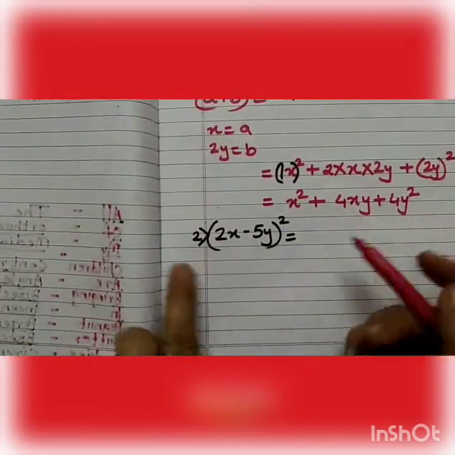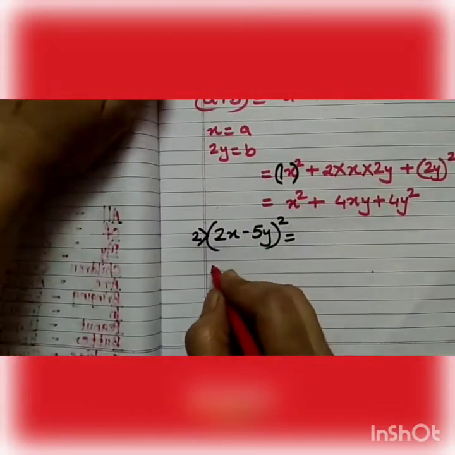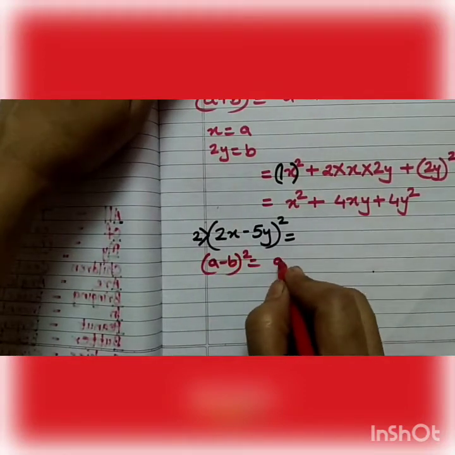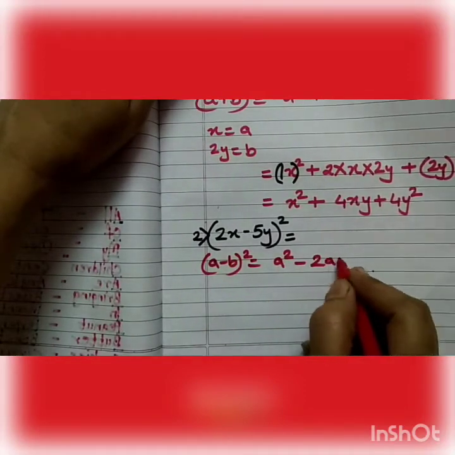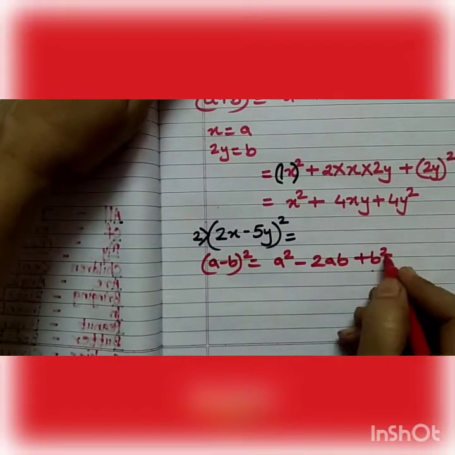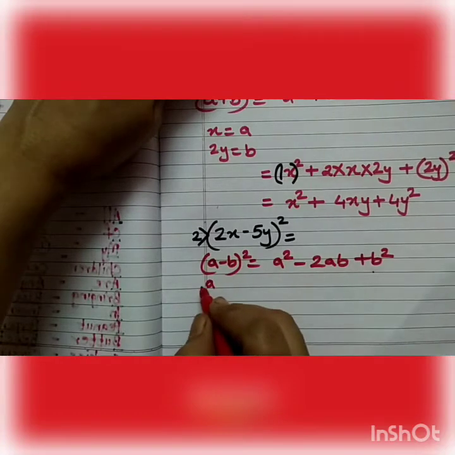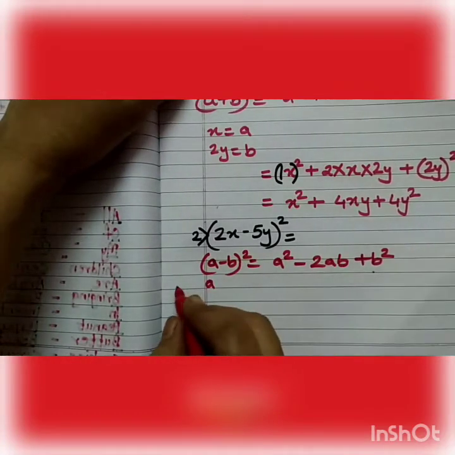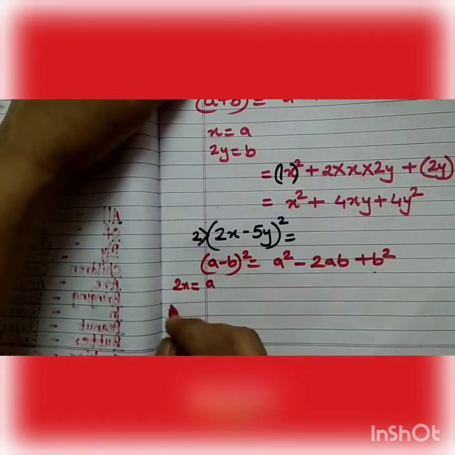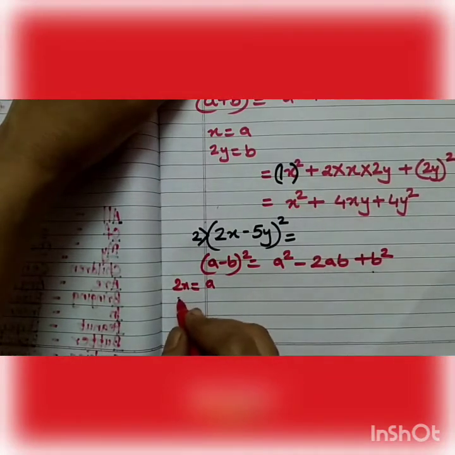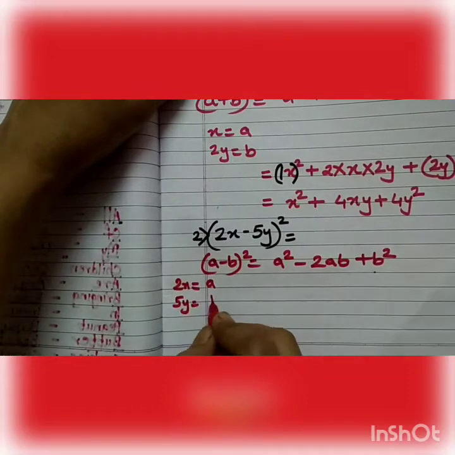So first, what do I have to do? I have to write down the formula. A minus b whole square is equal to a square minus 2ab plus b square. Now what is in place of a? 2x is equal to a. And what is in place of b? 5y is equal to b.